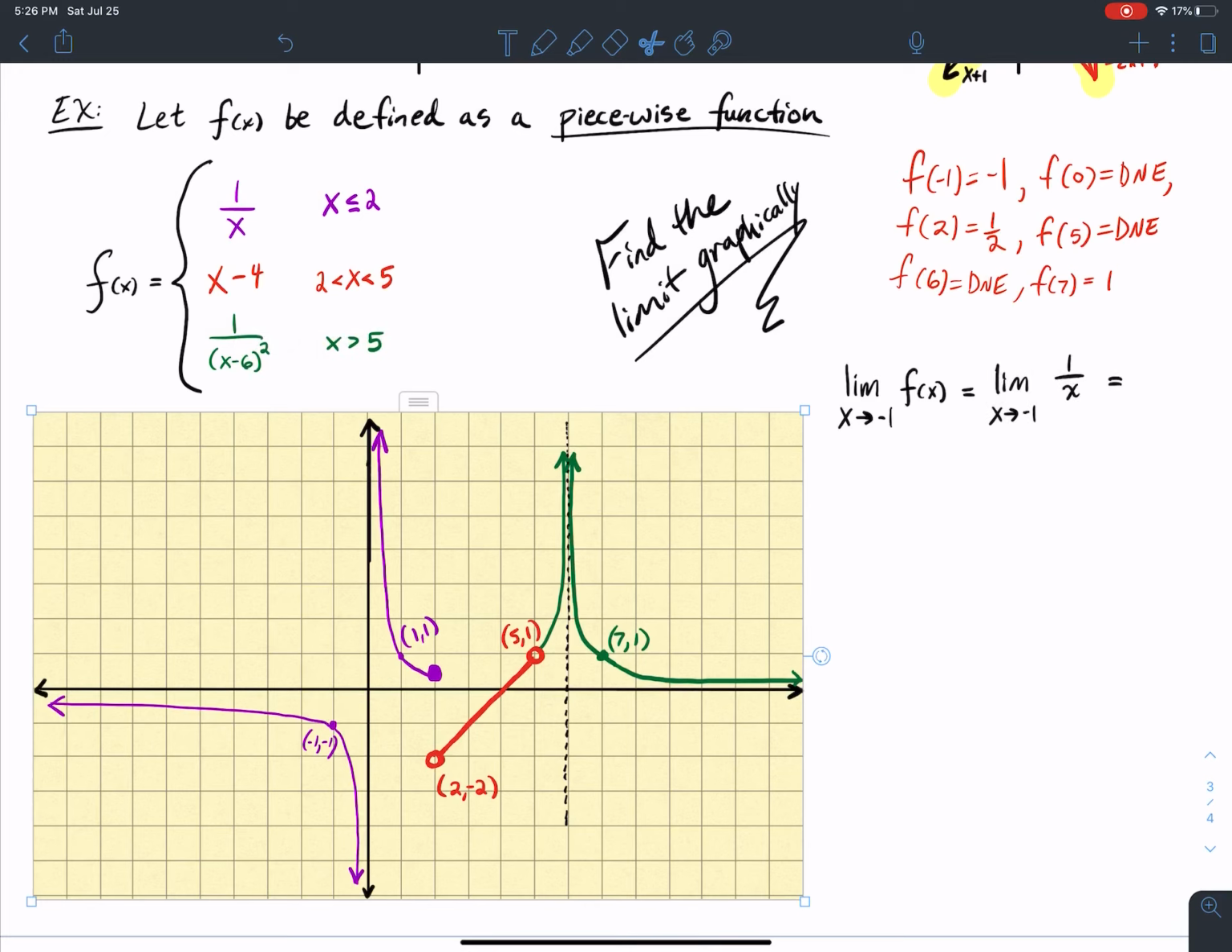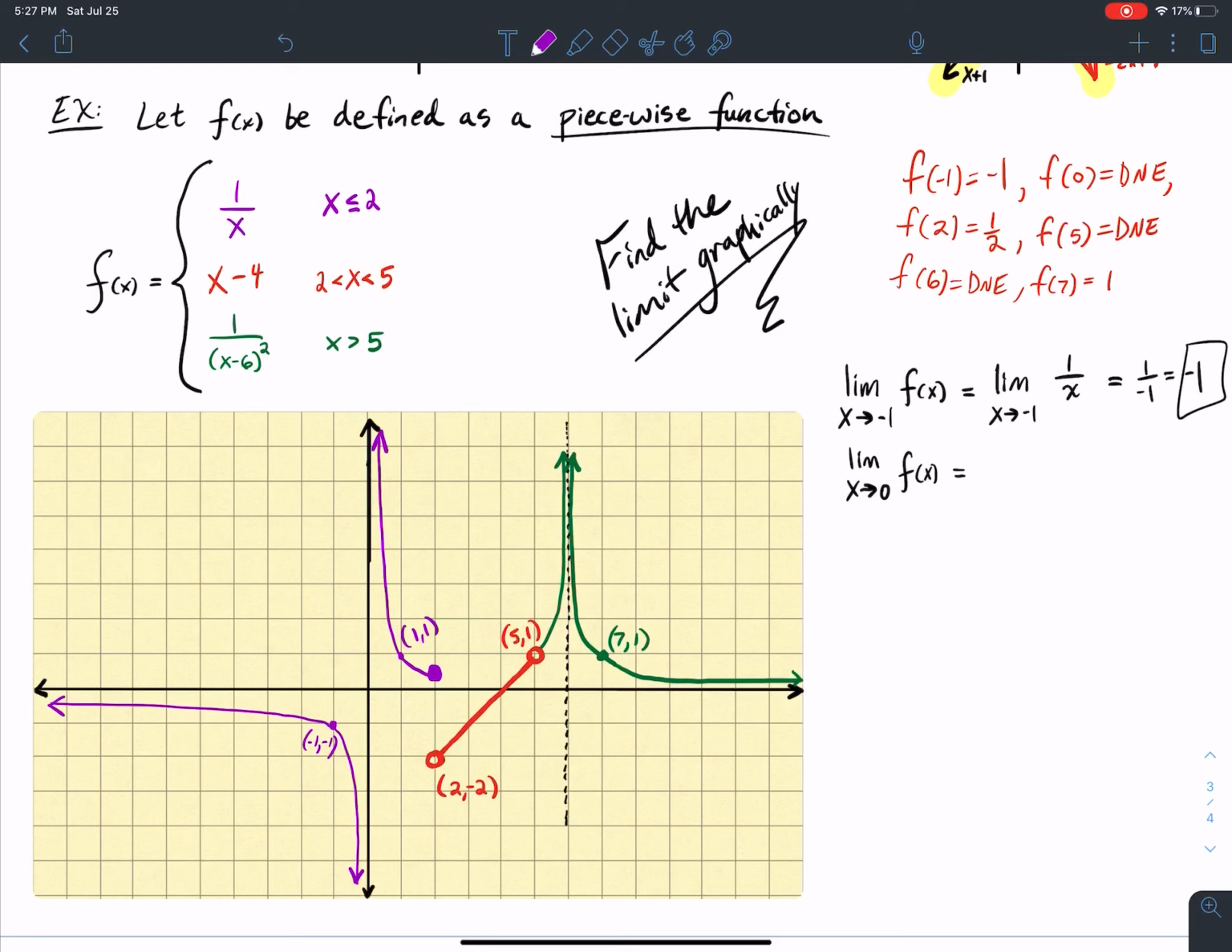And so whenever I do this, I replace f of x with 1 over x because x is -1. So I'm in that first piece of the piecewise. And when I plug a -1 in, I always plug it in to check to see if it'll work, right? And then I get -1 for my answer.